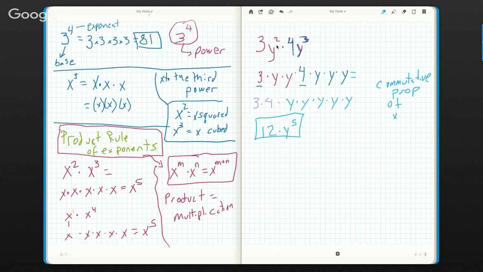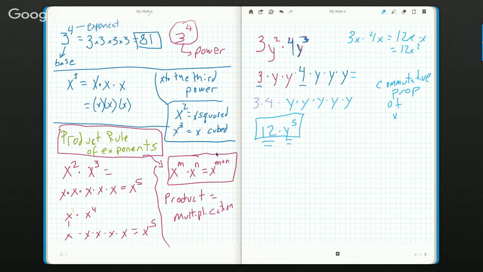So we can see that when we multiply powers, we simply do the same thing as we would do if we multiplied, say, 3x times 4x, and that would be 12 times x, or 12x squared. We simply multiply our coefficients here. 3 times 4, there's our 12. And we use our product rule of exponents, y squared and y cubed, to get our y to the 5th.